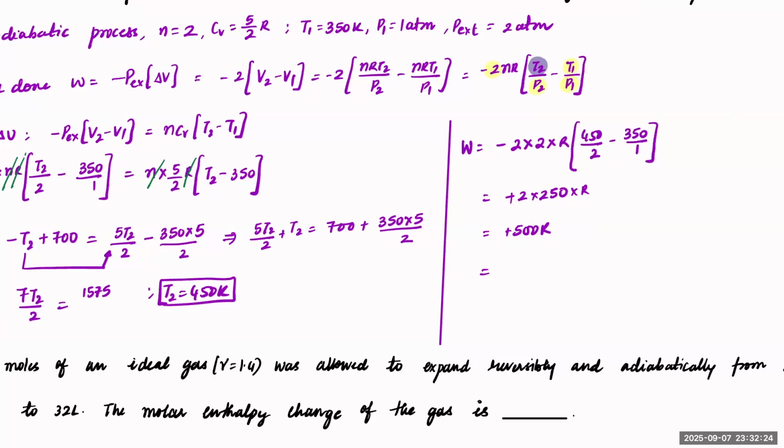Now, this was a previous year question which was given in calories, and R was given in calories. So if you multiply by 2, we get 1000 calories. If it is in joules, then you have to multiply by 8.314. So 8.314 into 500 is 4157 in joules.